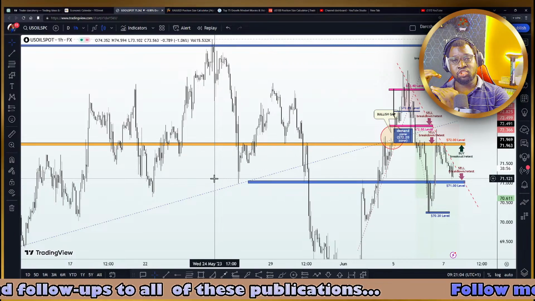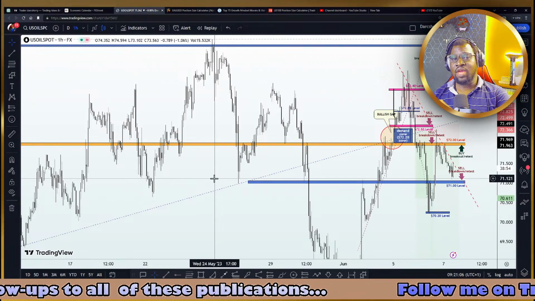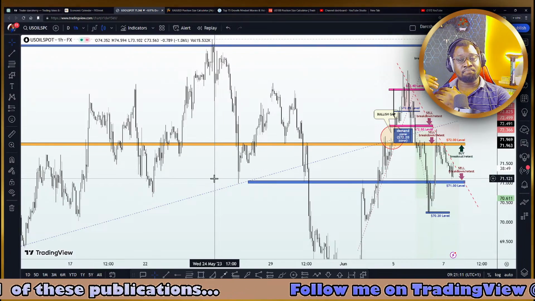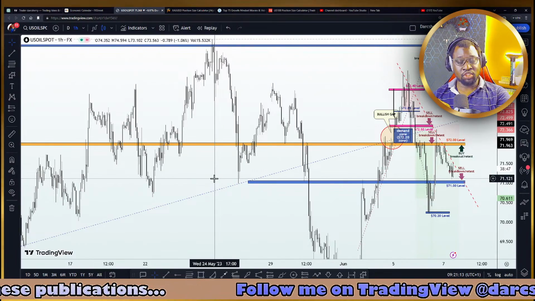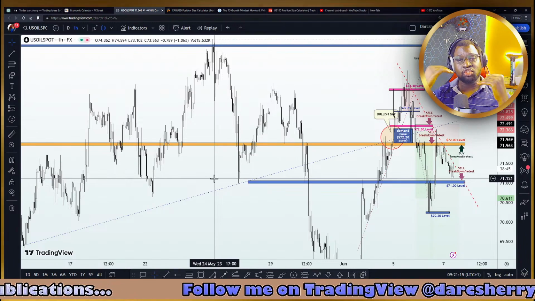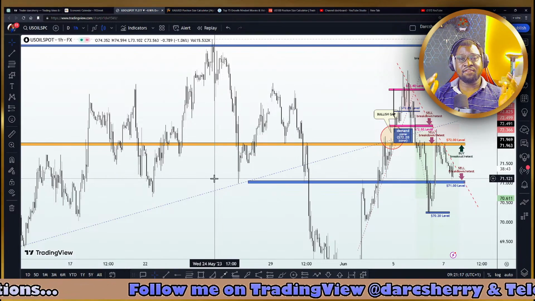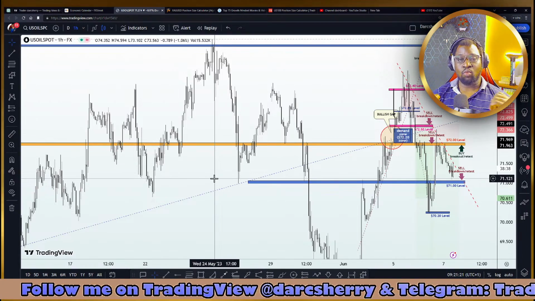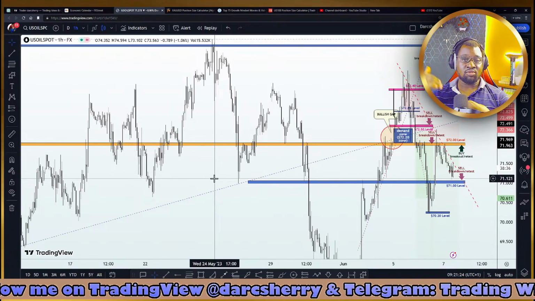So if price action trades above our key level, we have no other choice but to look out for buy structures or buy patterns, bullish patterns that will support a bullish momentum. And if price action trades below our key level, then definitely we have no other choice than to look out for structures or patterns that will be supporting an opportunity to sell.